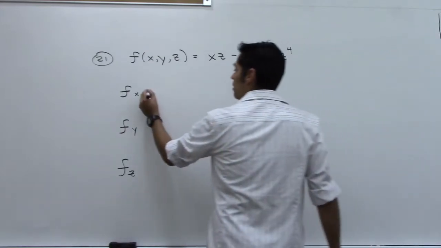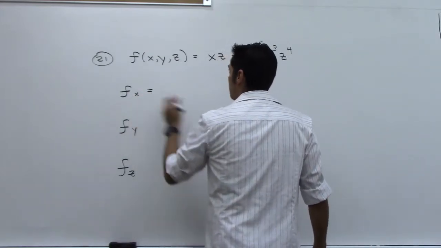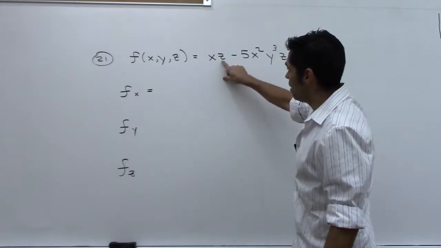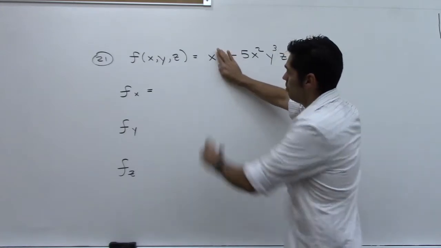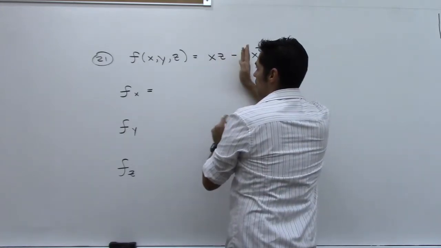So I'm going to come up here and do this one first, remembering that y and z are constants. z is a constant, so I'm going to cover it up. The derivative of x is 1, so you get just z.